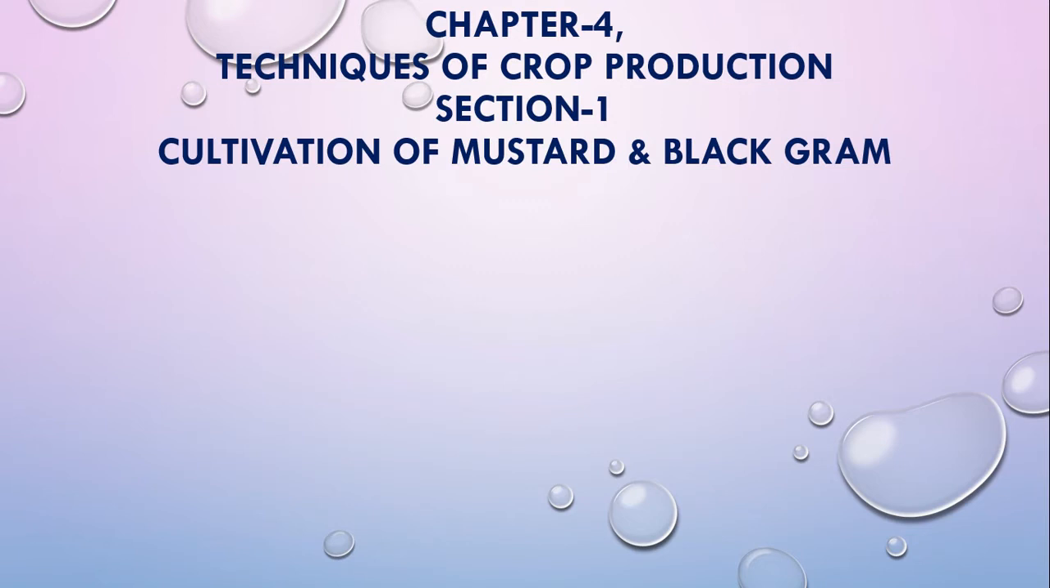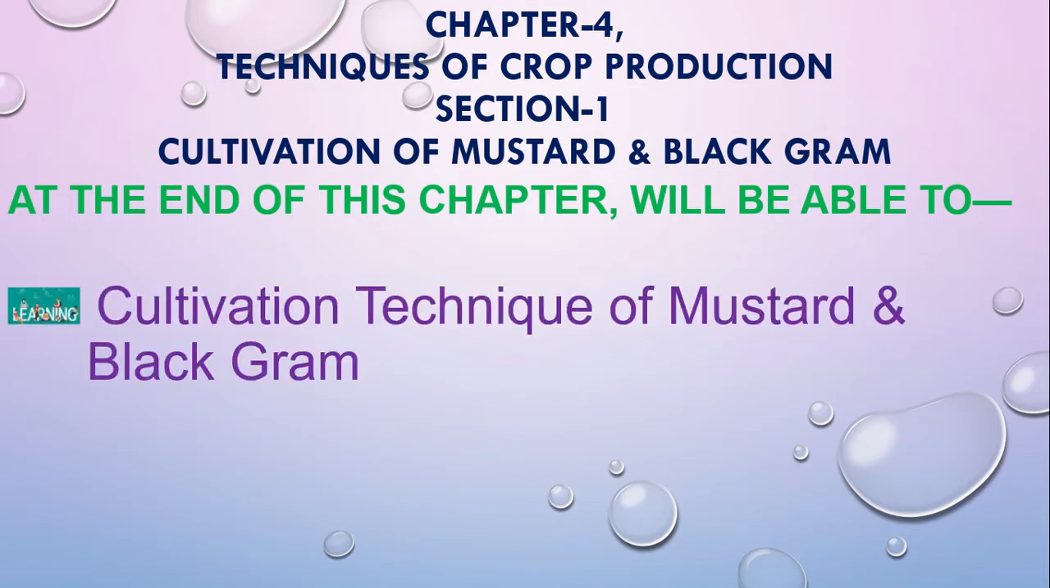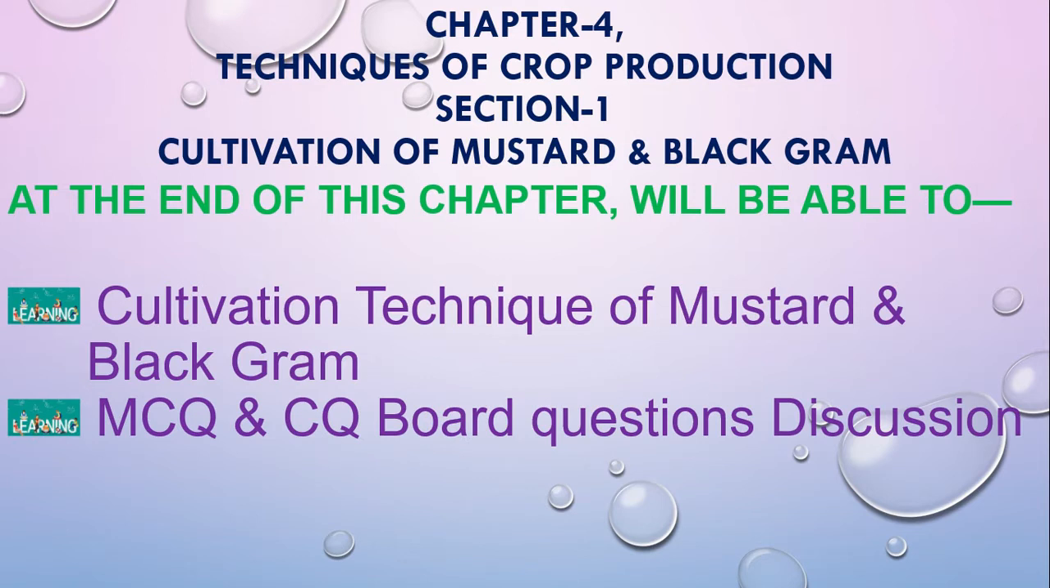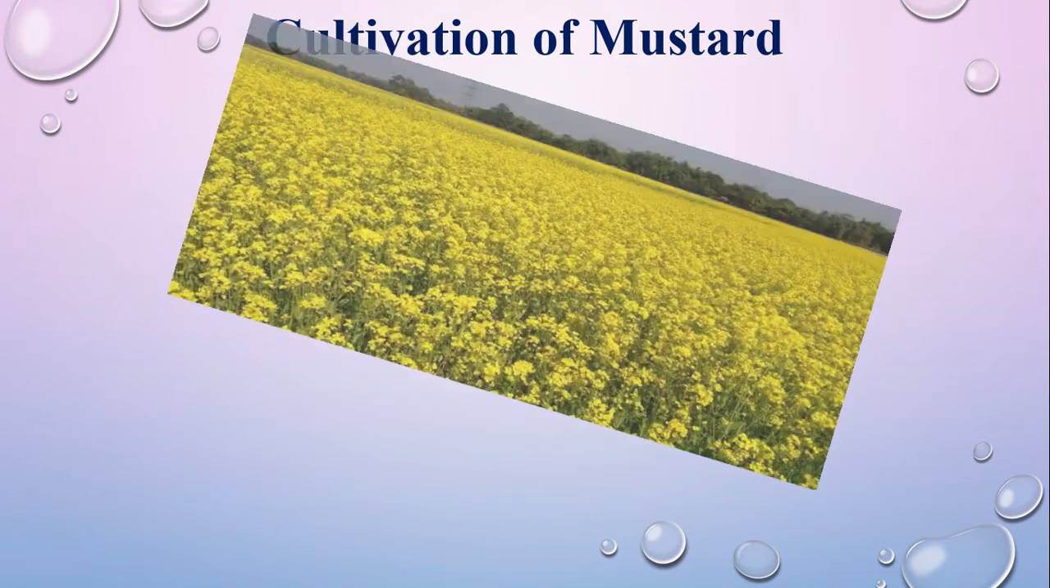Chapter 4, Section 1: Cultivation of Mustard and Black Gum. Today we will discuss the steps of mustard and black gum cultivation, and at the end we will discuss the MCQ and CQ board questions. Let's start first with the cultivation method or techniques of mustard.